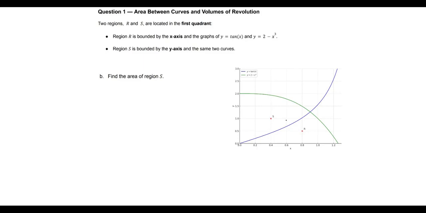Part B says find the area of region S. So that's going to be this region over here. And this time we are going to do top minus bottom right off the bat, because the green function is always up top, the blue function is always below. It's set up perfectly for us. We also took the time to figure out what this intersection point was last time, which is good because we're going to need that for this one. So we're going to go from 0 up to the intersection point, which was 0.90216. The top function is 2 minus x cubed. The bottom function is the blue one, tangent of x.